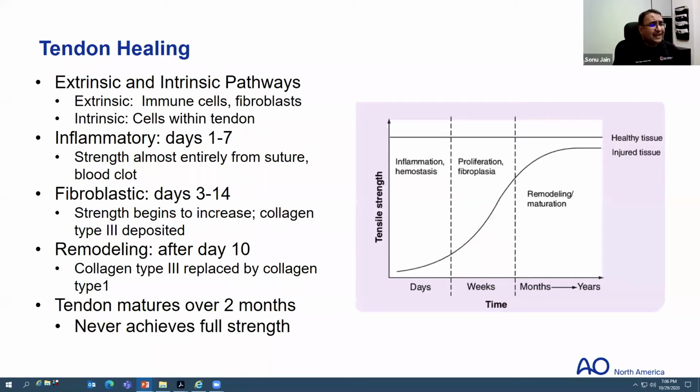So how does the tendon heal? Well, you have an extrinsic and an intrinsic pathway. Extrinsic is exactly like it sounds. It's cells from outside the tendon, fibroblasts, immune cells.